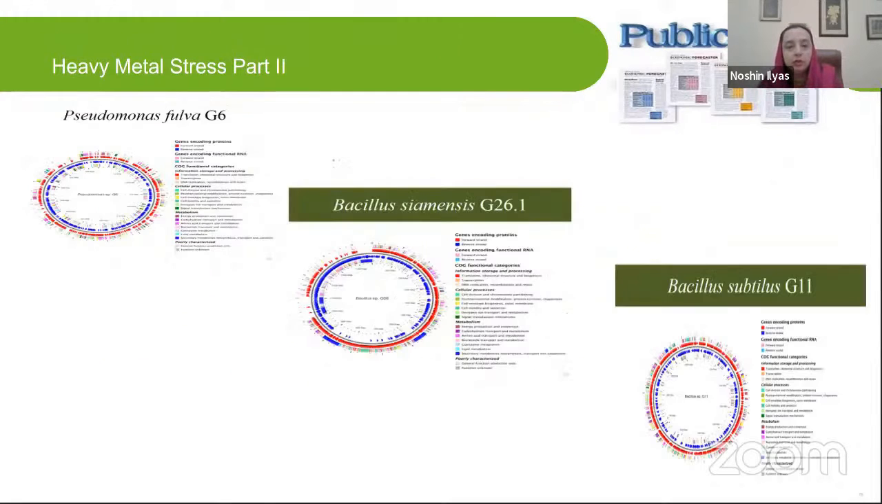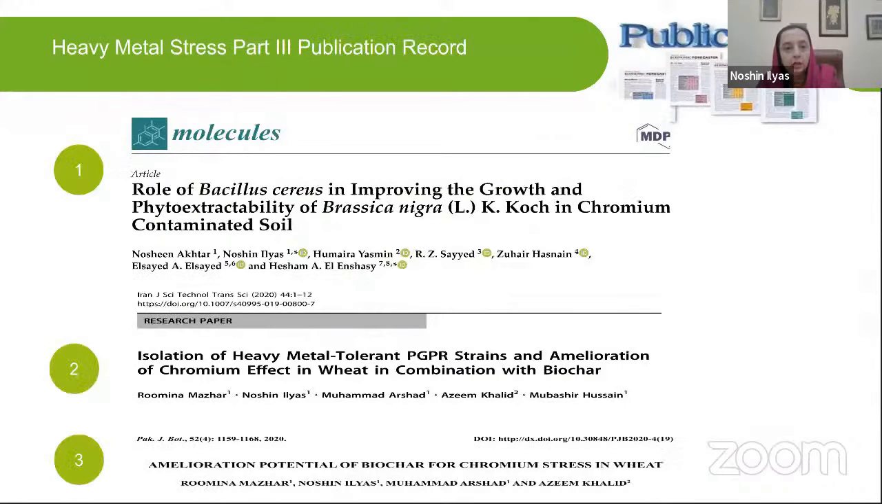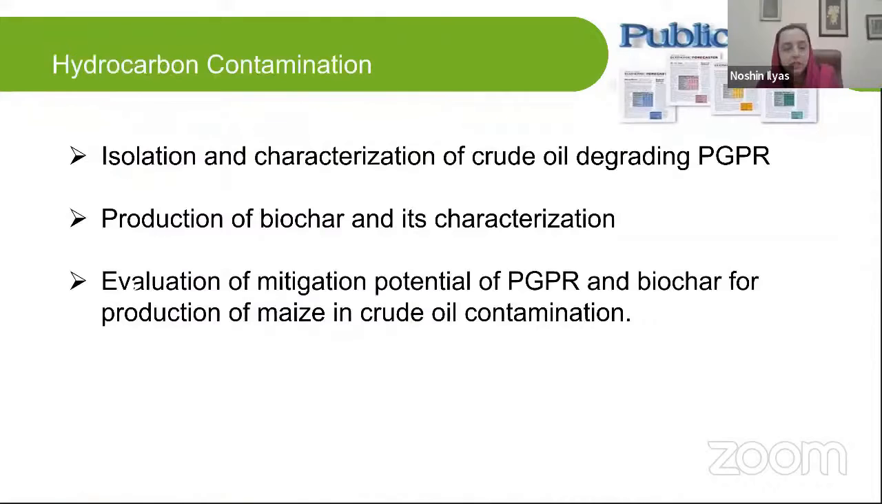And then these are the whole genome sequencing of some of our bacterial strains, which have shown very good potential for the tolerance of the heavy metals. And these strains were also tested for their inoculation abilities to help the plant in mitigating the heavy metal stress. And these are the publications which we have done for the heavy metal tolerance. Some of the strains have shown good potential against chromium. And along with it, we also tested their potential in combination with biochar. And we have studied the amelioration potentials, and we have got some good results.